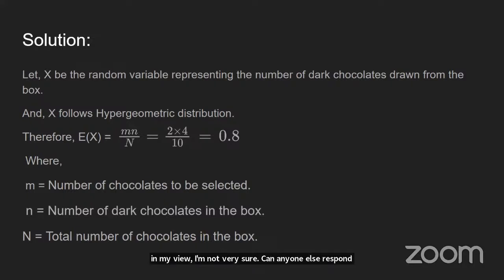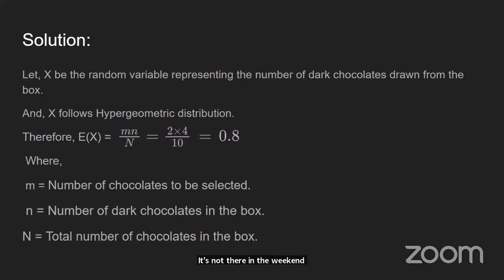Up to week 10, it's not there. It's in week 11. Yes, ma'am, I saw only the week 10 content. It's not there in the week 10 content. It's in week 11.